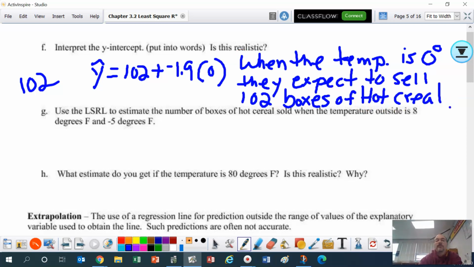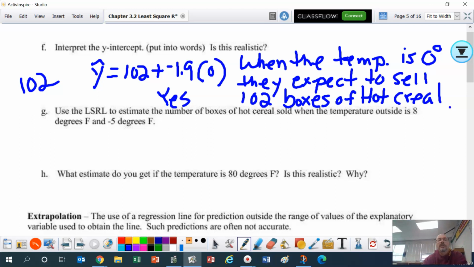Is that realistic? Yeah, that's realistic. Okay, think about going to a grocery store, you know, Target, Cub Foods. Okay, that's pretty realistic that the store is going to sell 102 boxes of hot cereal when it's cold out, and 0 degrees is cold.